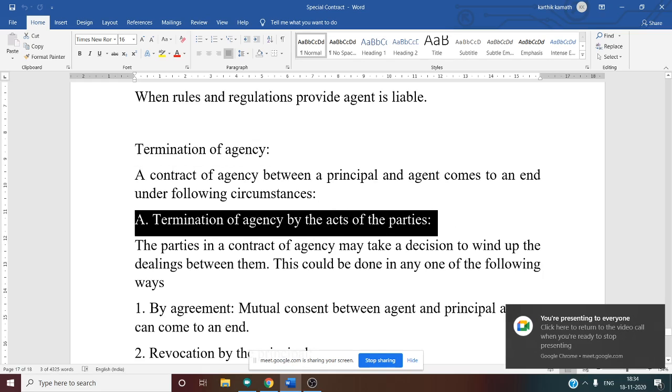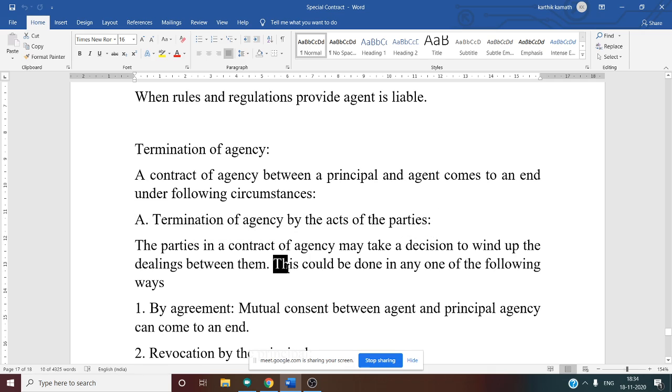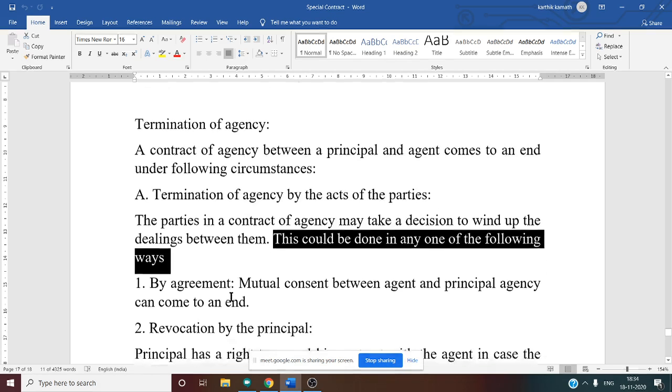First one, termination of agency by the acts of the party. If the parties in a contract of agency, that means either principal or agent, do some act, the contract of agency comes to an end. So how does that happen? See this. This could be done in any one of the following ways.